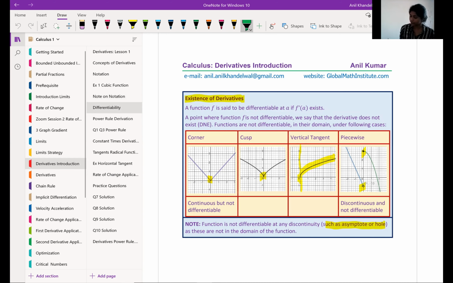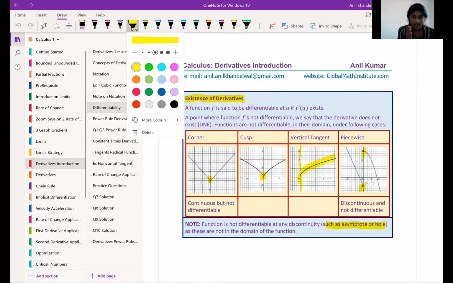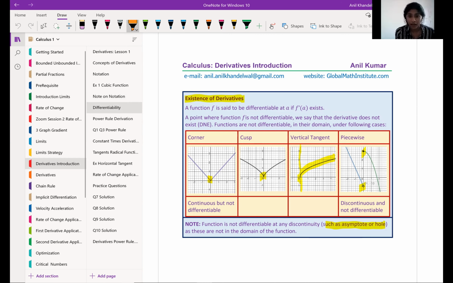Now, the next screen was about existence of derivatives. Can you explain this concept? So we said the conditions where functions are not differentiable are at corners, cusps, vertical asymptotes or tangents, jump discontinuities as we see with the piecewise function, at endpoints, which is not there but is mentioned before, and at holes.